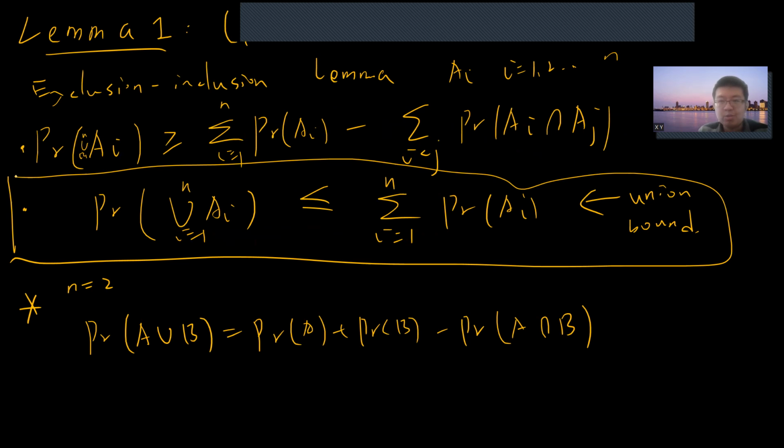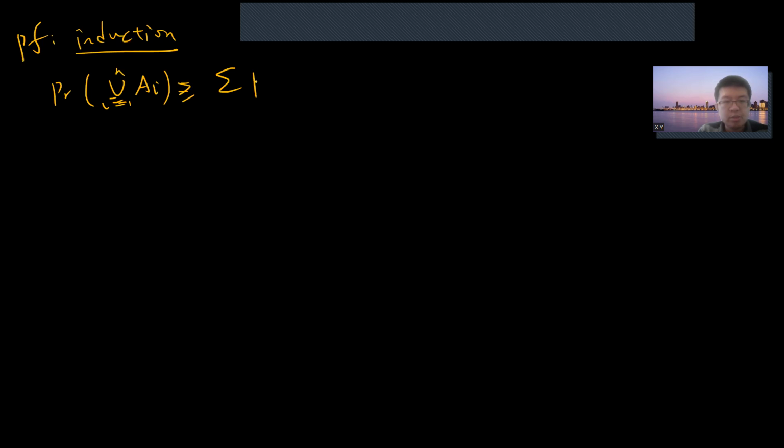So let me give you a hint on how to prove this. The proof basically uses mathematical induction. I can say n is true, right? So I can say that the probability of the union of A_i, i from 1 to n, is greater or equal to the summation of the probability of A_i, i from 1 to n, minus the sum over i, j from 1 to n of the probability of A_i intersection A_j.